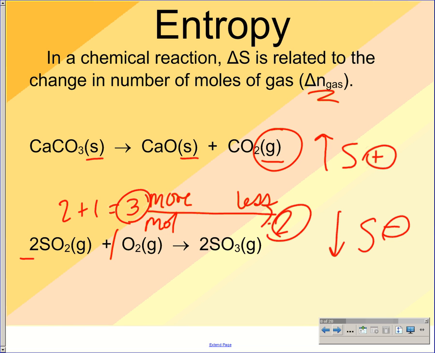So the first law dealt with conservation of energy. The second law dealt with the entropy of the universe always increasing. And the third law, there's no structure in perfect zero, is zero entropy, which is our baseline. We're going to use the back of the book for the other ones.